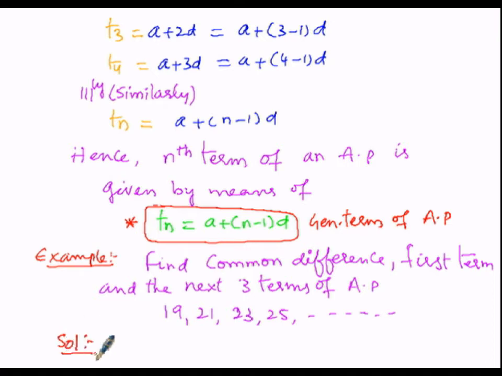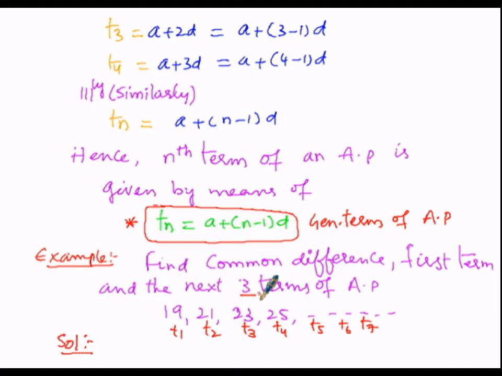Here we have to find the common difference, which is denoted by d, and the first term, denoted by a, as well as the next three terms. Already t1, t2, t3, t4, four terms are given to us. We have to find the next three terms, that is the fifth term, sixth term and seventh term. Here 19 is the first term, 21 is the second term, 23 is the third term, and 25 is the fourth term.